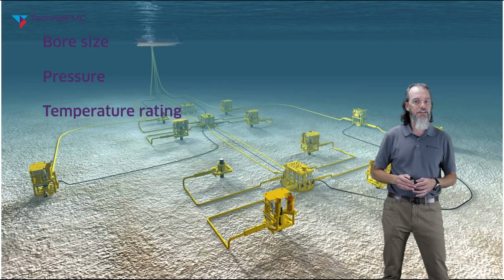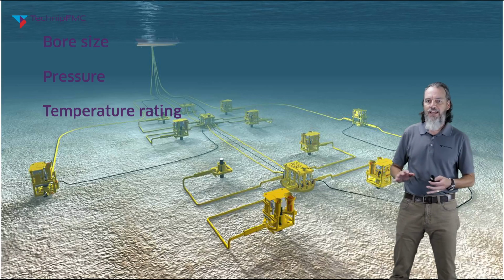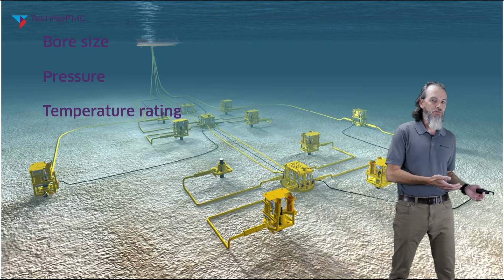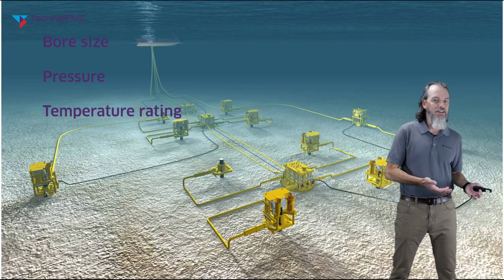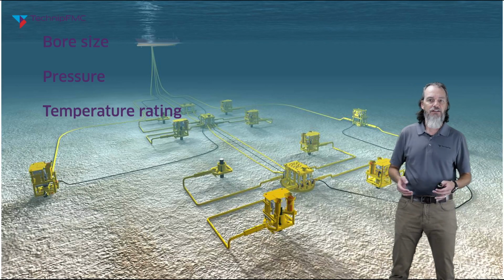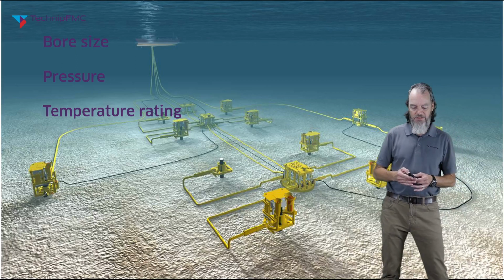So understanding that the interfaces between this equipment is critical. For instance, an outlet hub on a tree must match the mating jumper connector for the well jumper that it's going to be mated to. These designs are proprietary, so they must come from the same supplier. This can often influence the contracting strategy to ensure these interfaces are compatible.